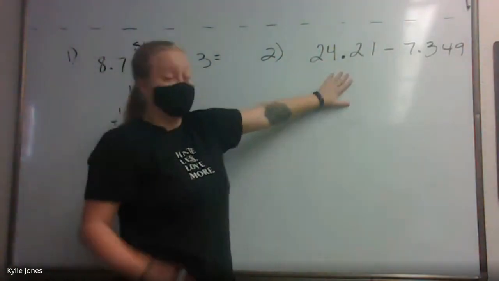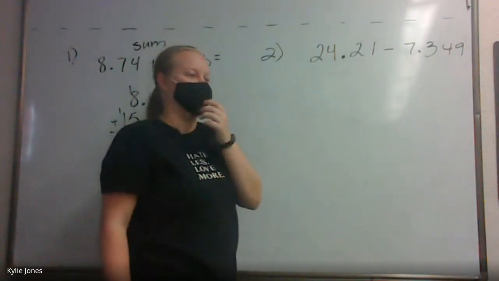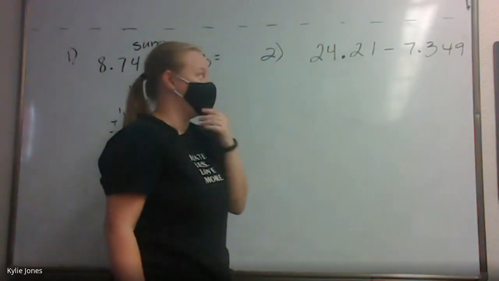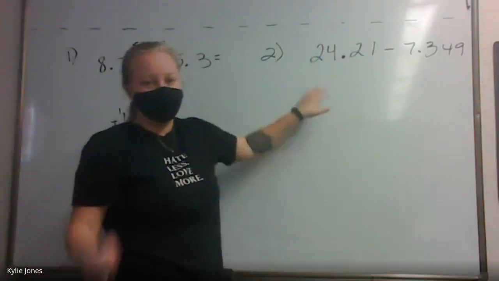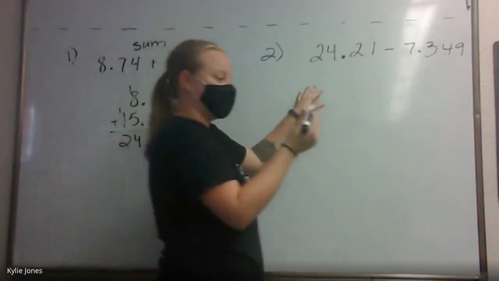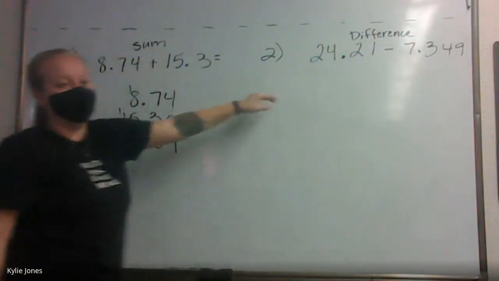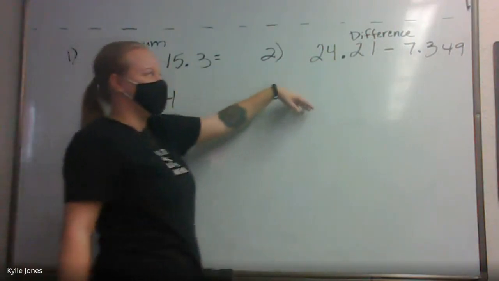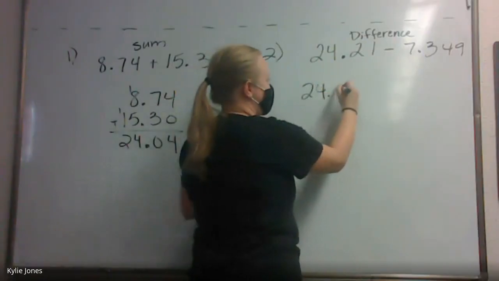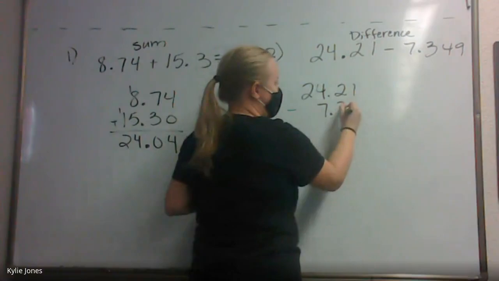This time we're subtracting. I feel like I have to talk really loud with this thing on. Sorry. Am I too loud or am I good? You're good. You're just the same volume as you were without everyone there. That's good. All right. So when I find the answer to a subtraction problem, what is that called? A difference. Good. The difference. So the difference is for a subtraction problem. The sum is for addition. So let's subtract. Do I need to line up my decimals? Yes. Always. 24.21 minus 7.349.